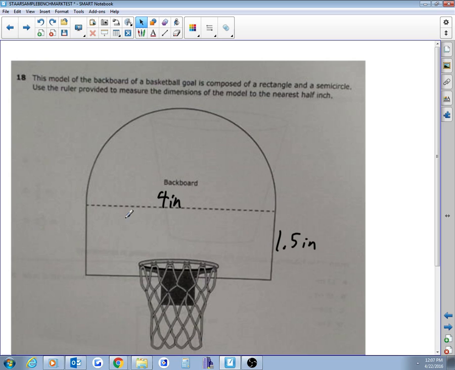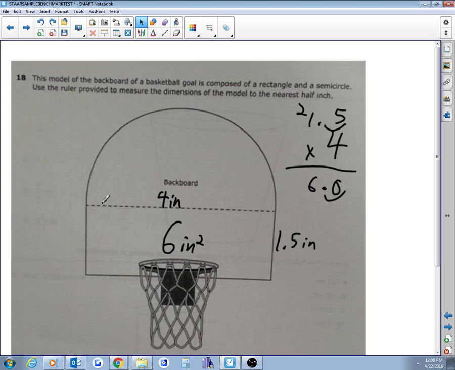So just first we're going to find the area of the rectangle, then we'll find the area of the circle, and then we'll add the two together. Okay, so the area of the rectangle is 4 times 1.5. 4 times 5 is 20, carry the 2. 4 times 1 plus 2 is 6. Bring back the decimal one time, and we get 6. So the area of this rectangle is 6 square inches.